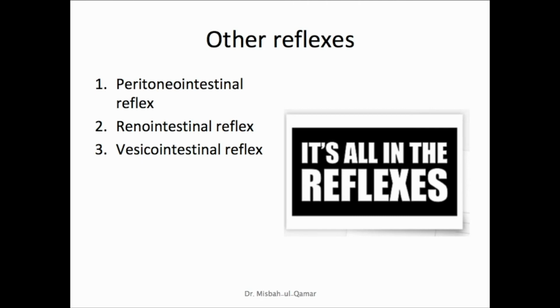There are some other reflexes also which affect bowel activity. The peritoneointestinal reflex results from irritation of the peritoneum, and it strongly inhibits the excitatory enteric nerves, and it can cause even intestinal paralysis. Renointestinal and vesicointestinal reflexes are caused by kidney and bladder irritation respectively.